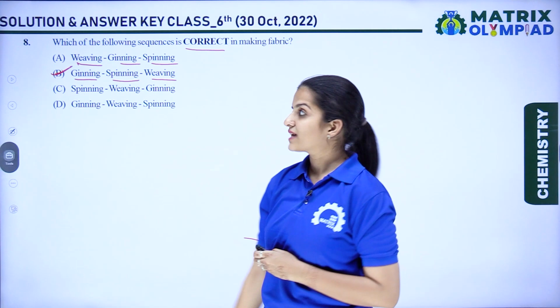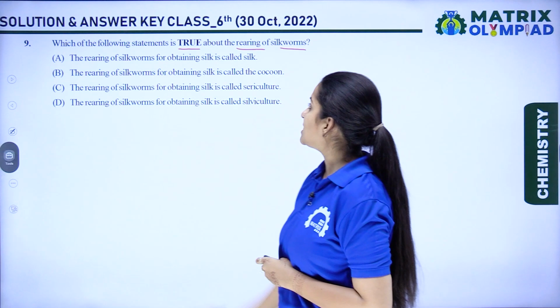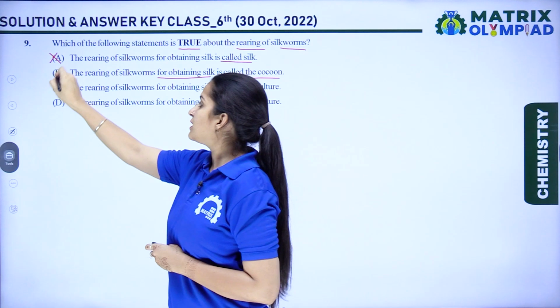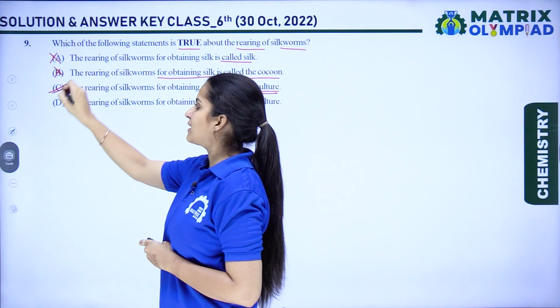Now look at the next question. Which of the following statements is true about rearing of silkworm? Option A, the rearing of silkworm for obtaining silk is called silk, which is incorrect. Option B, the rearing of silkworm for obtaining silk is called cocoon, which is also incorrect. Option C, the rearing of silkworm for obtaining silk is called sericulture. Absolutely correct answer. So option C is correct here.